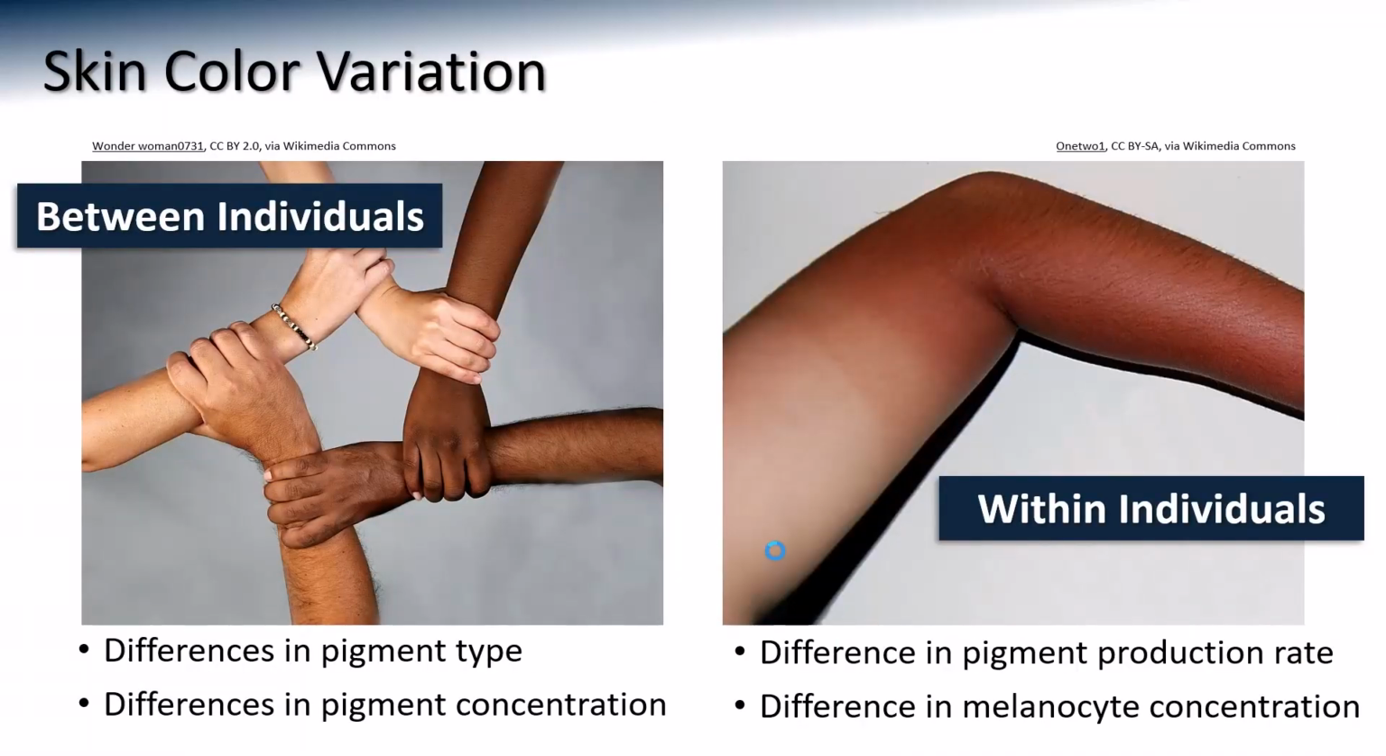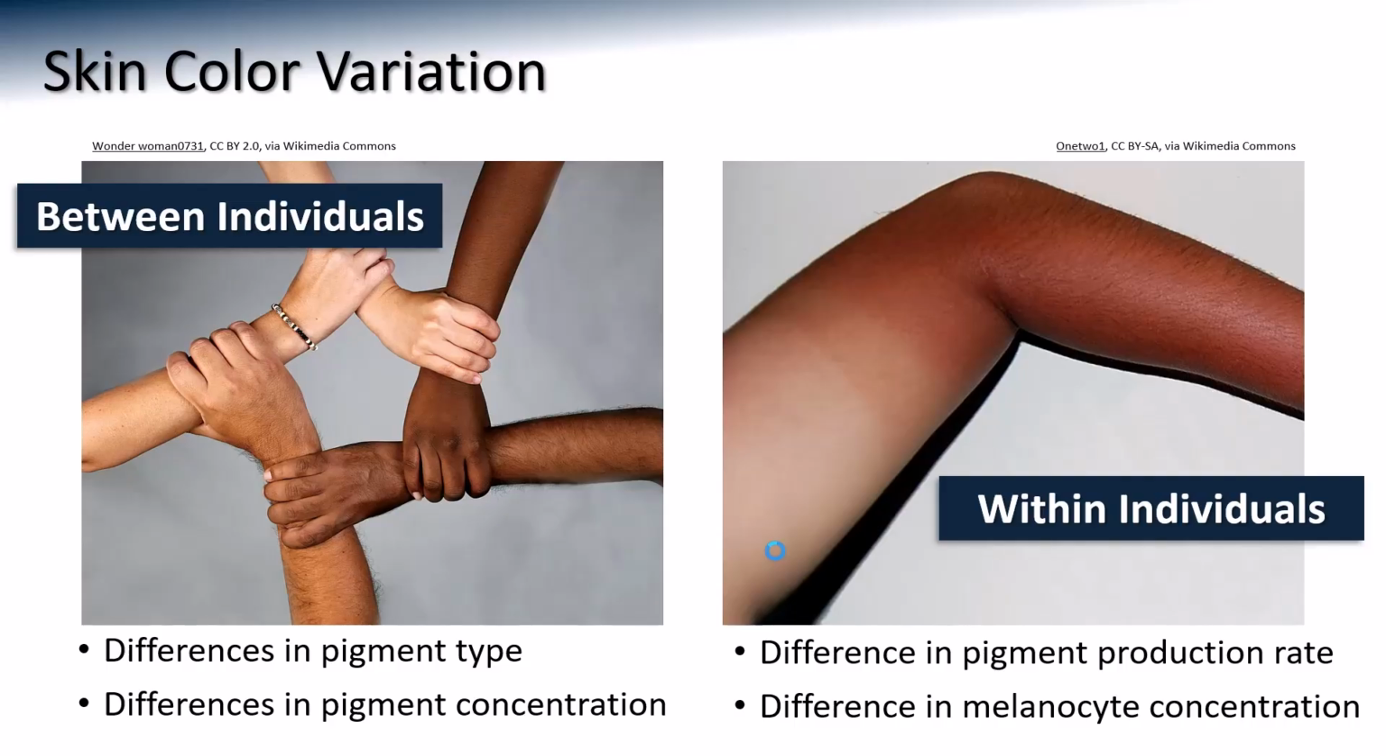There is a lot of variation in skin color because we are talking about different concentrations of pigment, right? So we have differences between individuals, so our base color can be different from person to person. This is caused by differences in the type of melanin that may be in individuals' skin, as well as differences in the concentration of melanin in the skin.